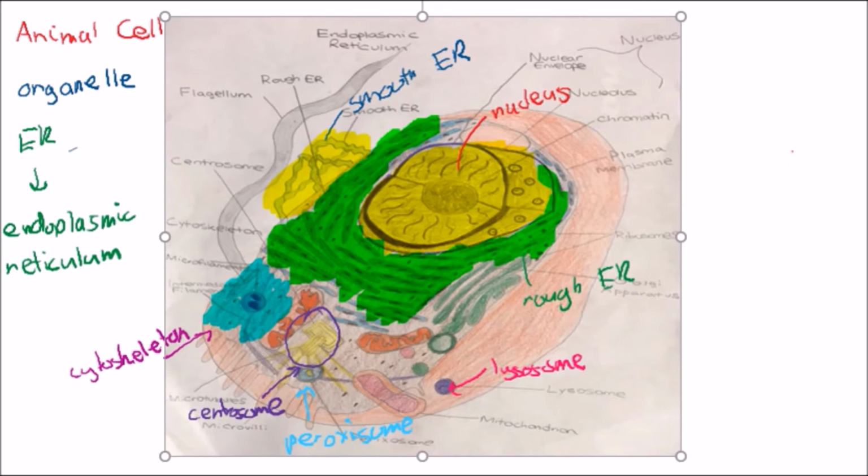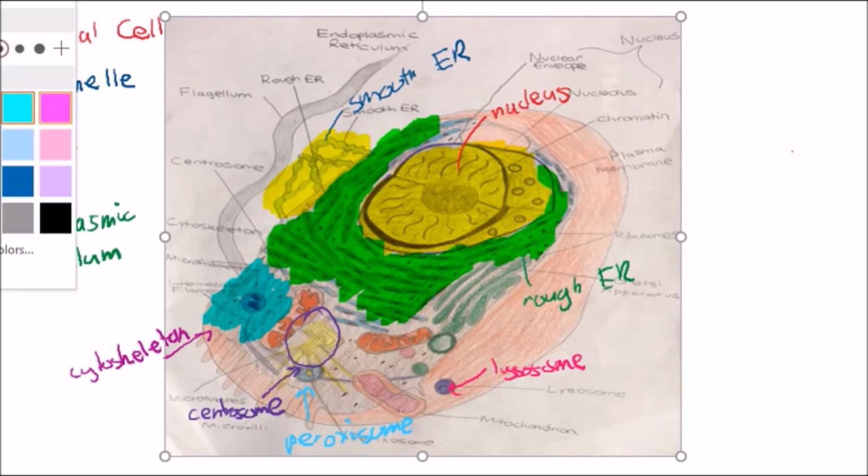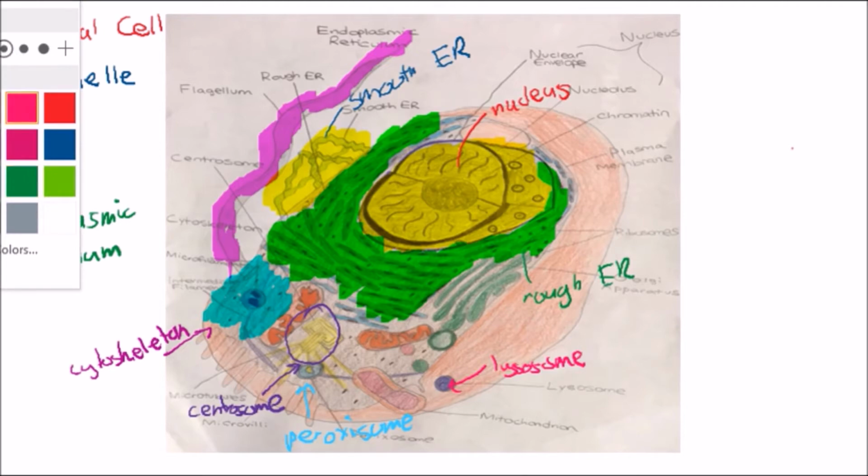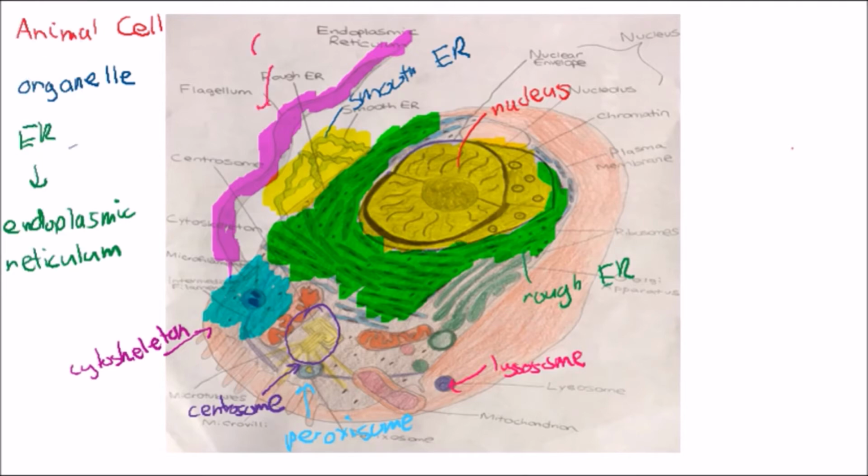Okay. Now let me see. Here we have a flagellum. This long gray thing, which seems to be cutting out of the cell here, this is the flagellum. When we talk about more than one flagellum, it's called flagella. I will write that down for you too.